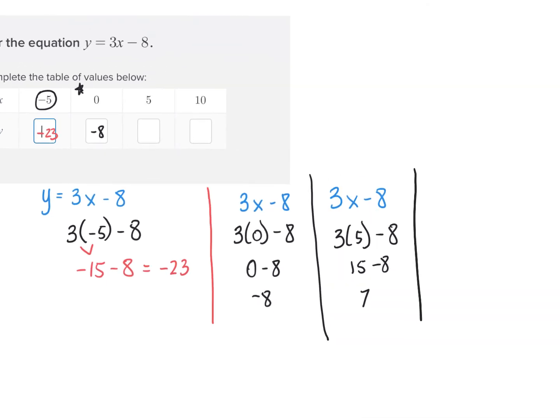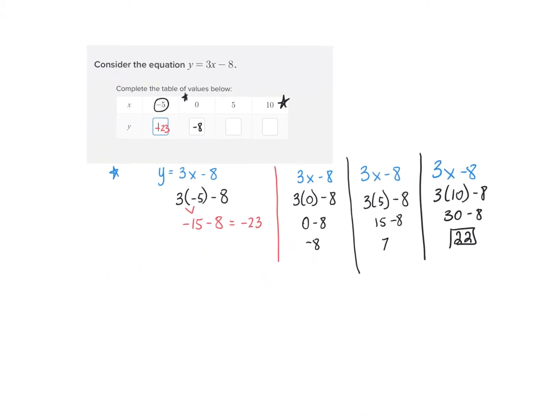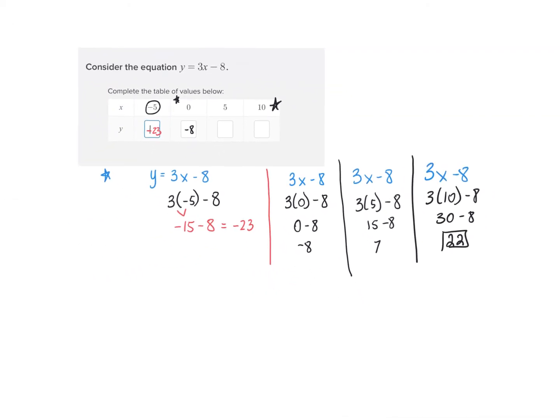You try the last one. Tell me what you get when you plug in 10. When you plugged in 10, you should get 22 there. Look how much work I did for one question. This is what I'm looking for on your test, that you're showing me this much work.